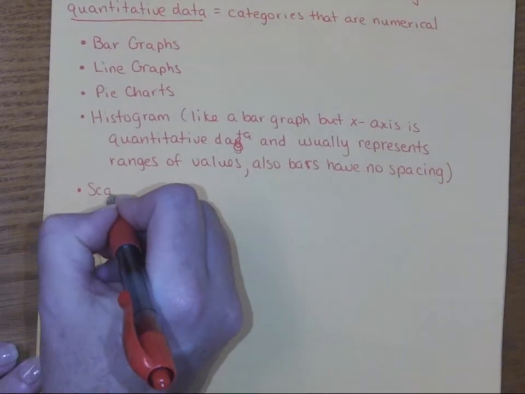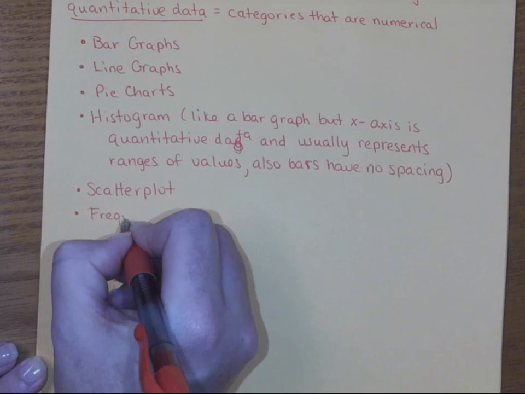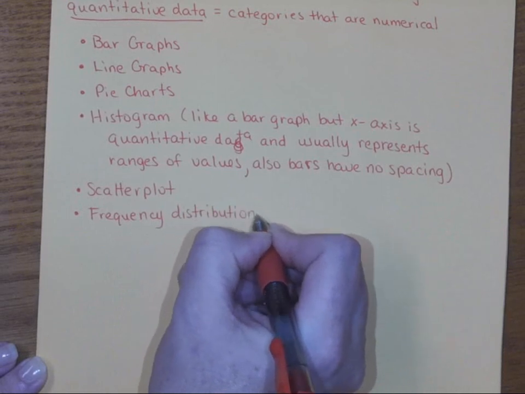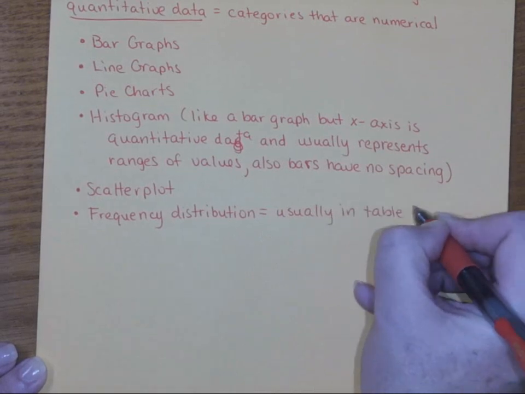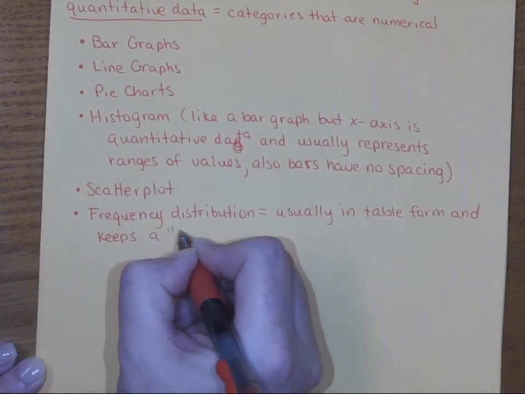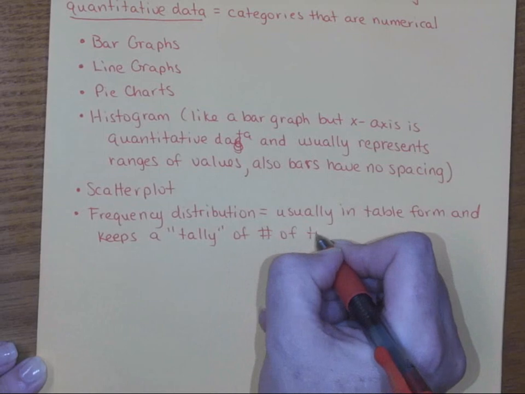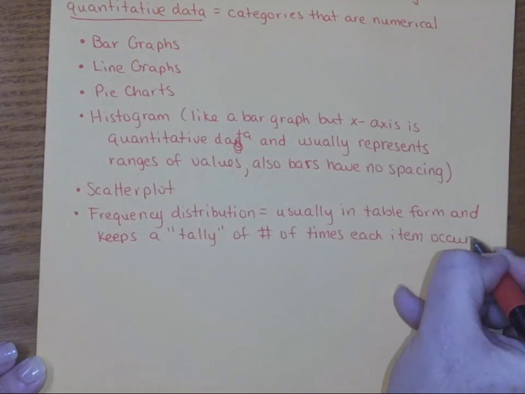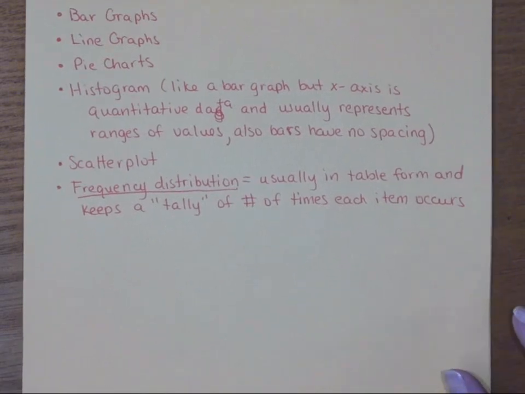Okay, we're going to look at a scatter plot. And then we're going to look at a frequency distribution. That sounds really fancy. It's actually not at all. It is a great way for us to tally information. So usually a frequency distribution is in table form, not necessarily a graph. And it just keeps a tally of the number of times that each item occurs. So we're going to do an example of those in just a little bit. But often we'll get a frequency distribution and then transfer that data into maybe a bar graph, line graph, pie chart, something like that.